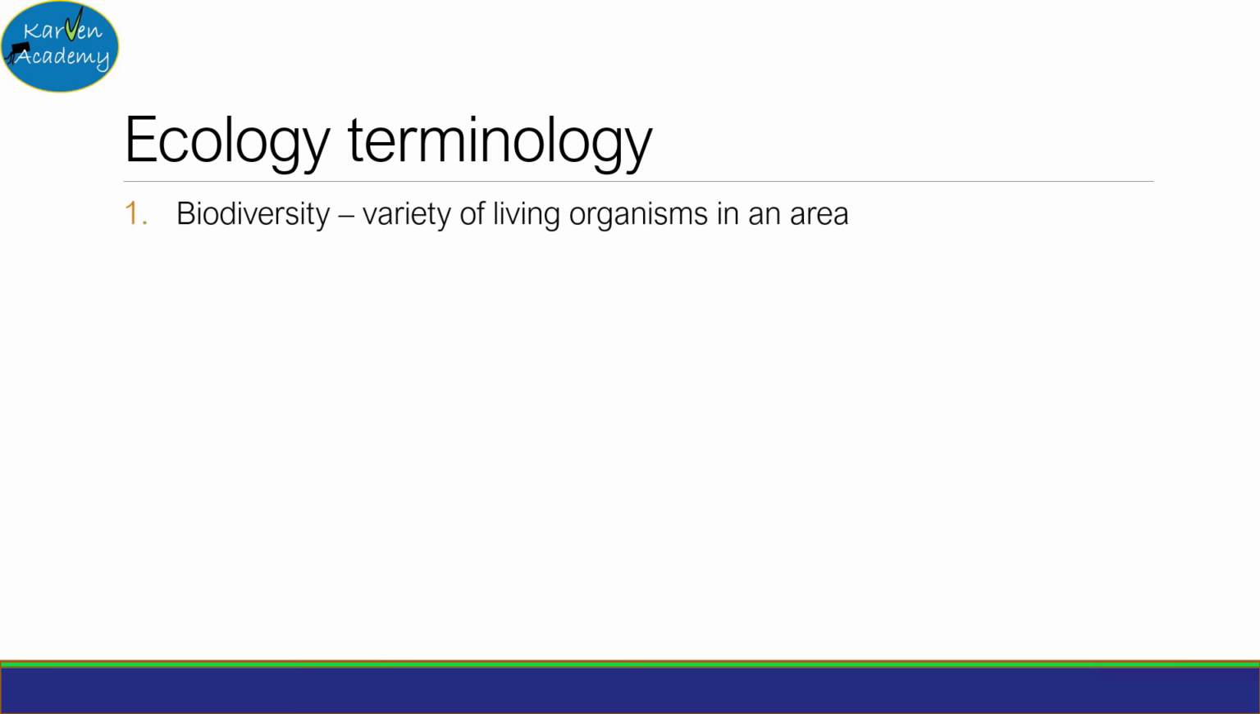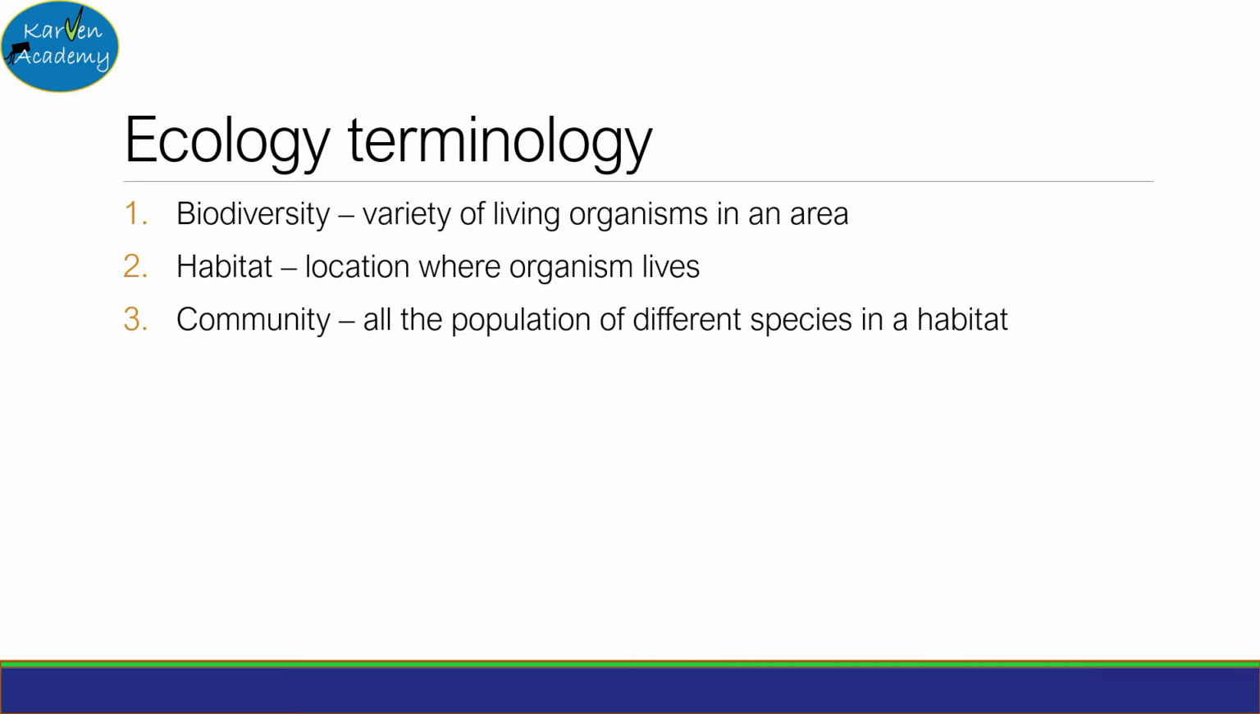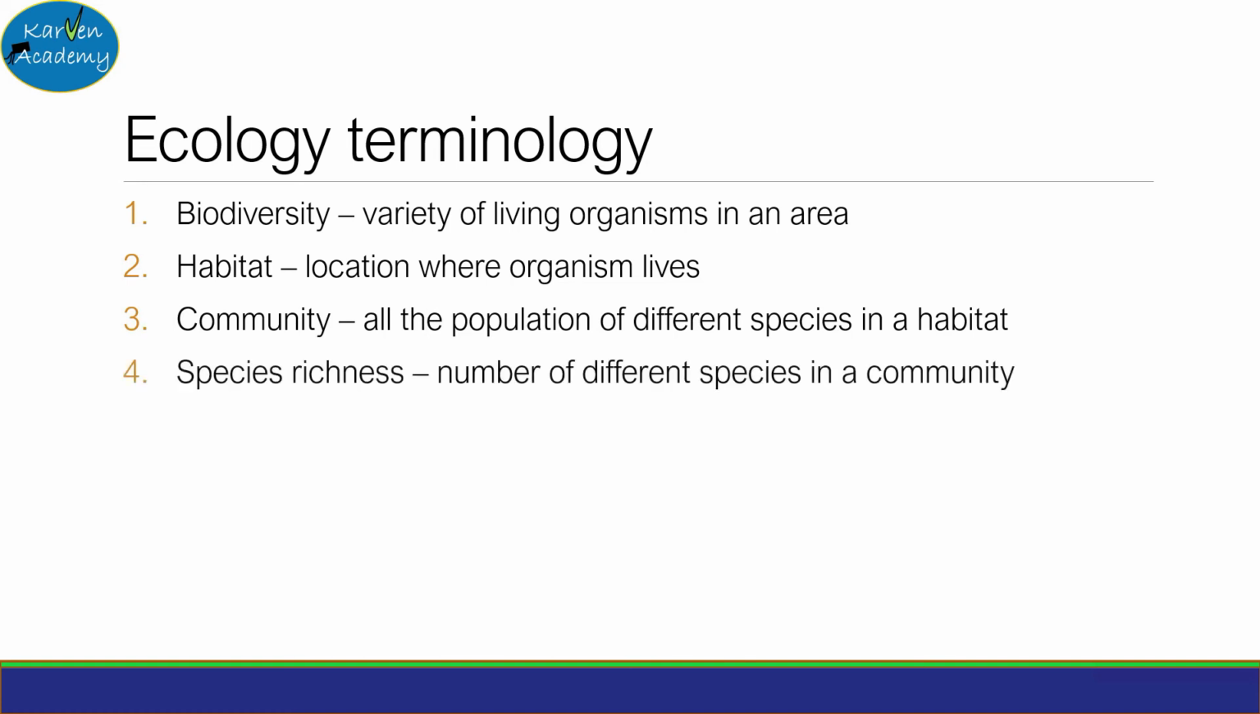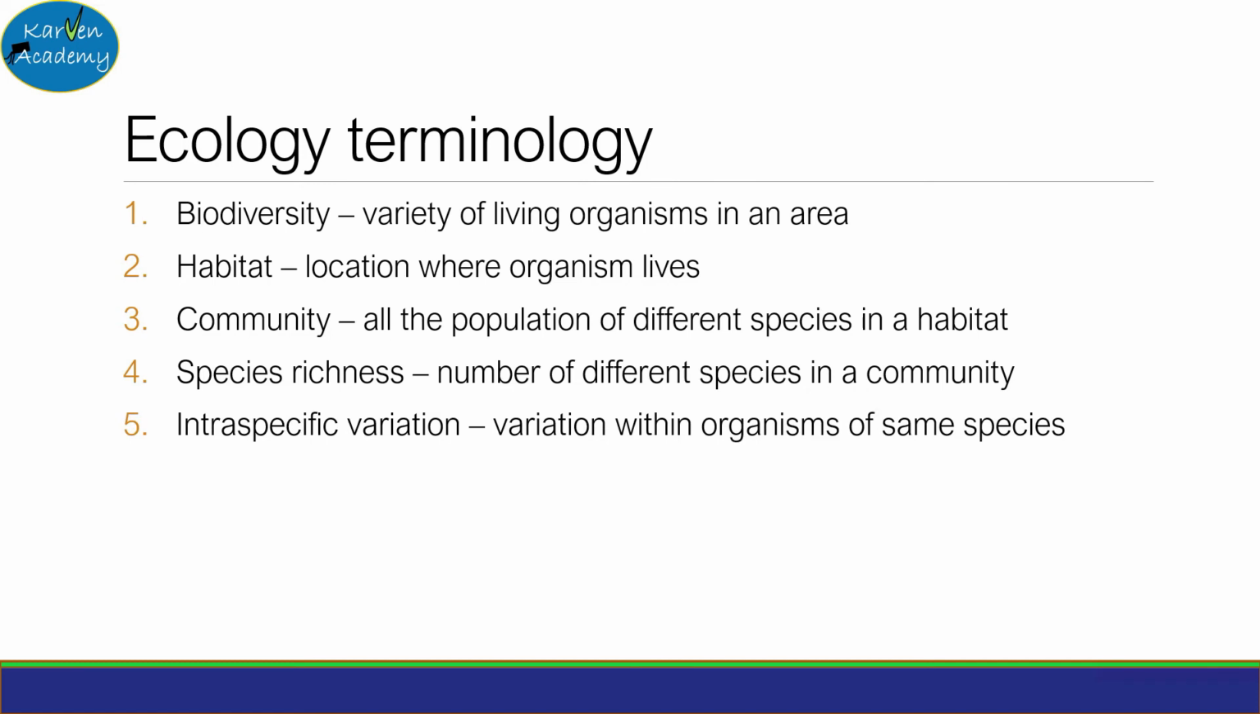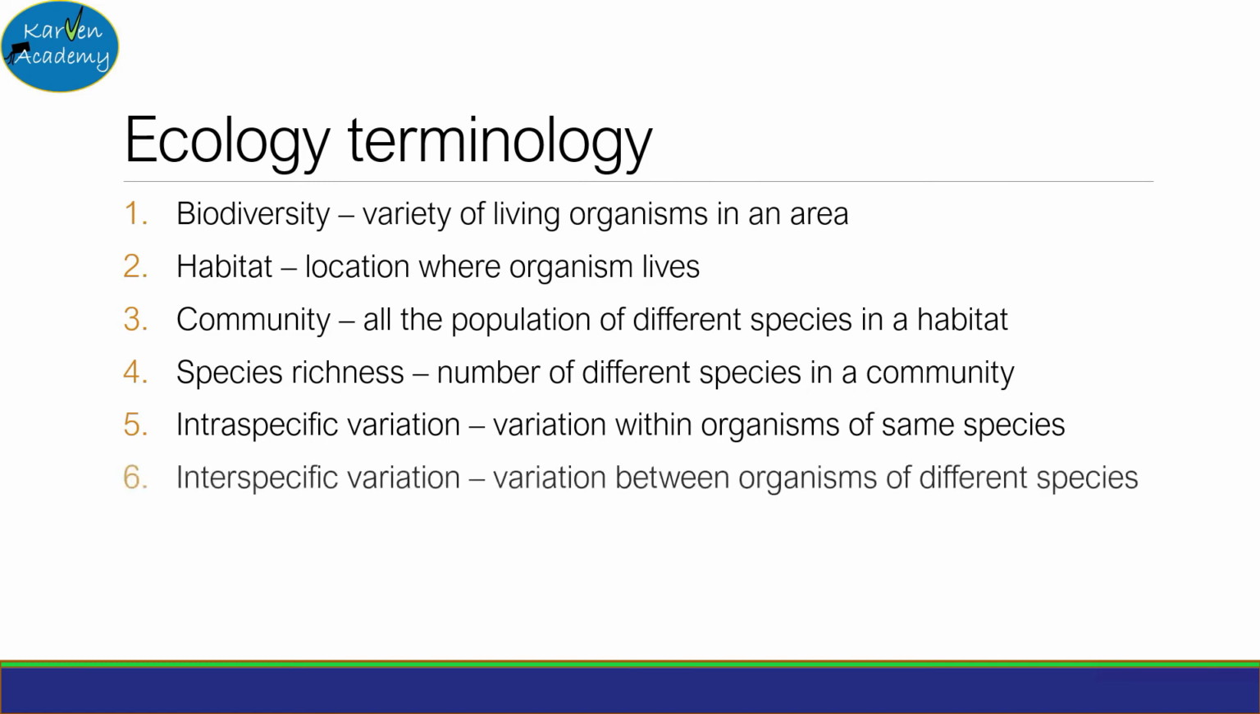The terminology you need to know here are biodiversity, which is the variety of living organisms in an area; habitat, which is the location where organisms live; community, which is all the populations of different species in a habitat; species richness, the number of different species in a community; intraspecific variation, which is variation within organisms of the same species; and interspecific variation, which is variation of organisms between different species.